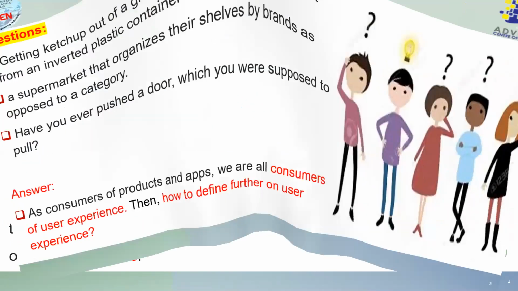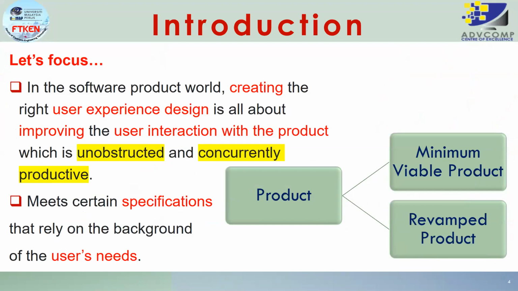Let's focus on this in the software product world. In the software product world, creating the right user experience design is about improving the user interaction with the product, which is unobstructed and concurrently productive. This process is very important to produce a product, whether it is a minimum viable product or a revamped product. So the process of designing user experience should meet certain specifications that rely on the background of the user's needs.